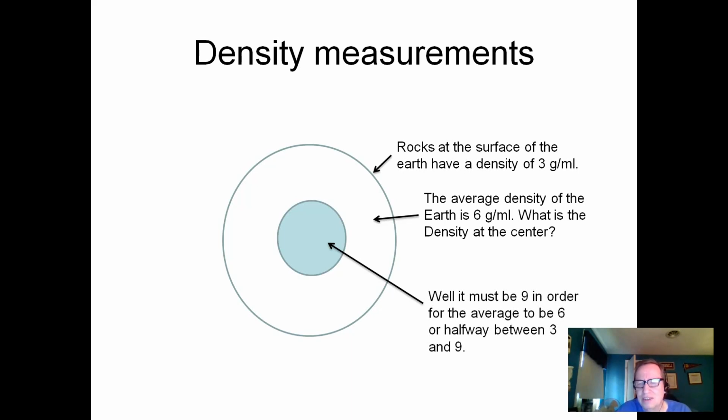So then geologists start to ask, well, what kind of rocks and elements do we know of that have a density of 6? And the only ones are metals, things like iron and nickel. So we know at the center of our planet has to have those metals there.